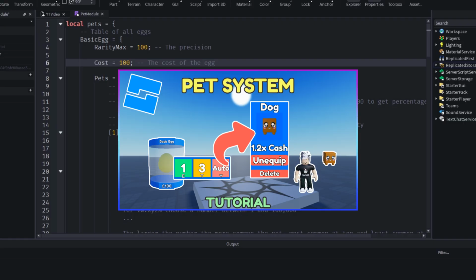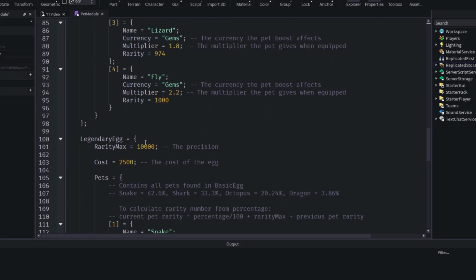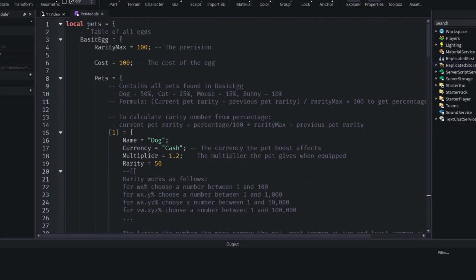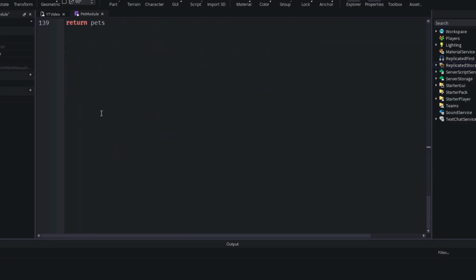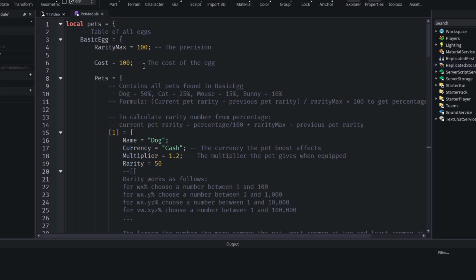Today we'll look into the pet module and how it works. Inside the pet module script there is a table named pets. Of course this is returned at the bottom, because it's a module script, so we have to return the table. This table contains a table for each rarity of egg: basic, rare, and legendary. Of course, if you have more or fewer rarities, then you have more or fewer tables inside of the table.